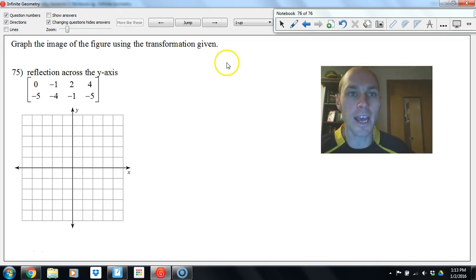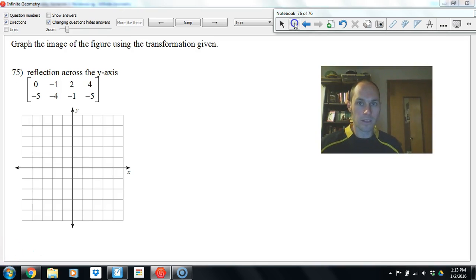Reflection across the y-axis. When we reflect across the y-axis, we're going across this line. And so our x coordinates are changing, but our y coordinates stay the same. So we multiply a reflection matrix. We know the x's are going to become opposites. That's why we have a negative 1 up here in the x row. But our y's will stay the same.